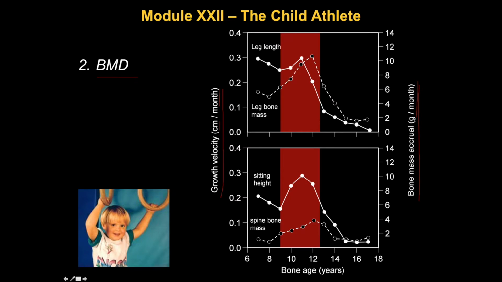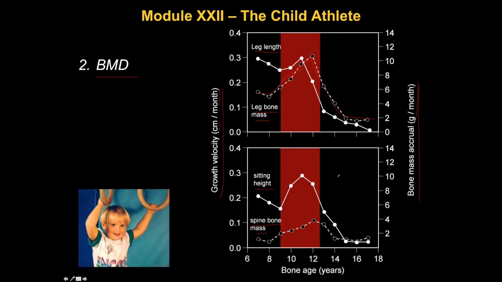The unshaded circles here, those are those black circles, are the circles representing the leg bone mass, as well as the spine bone mass here. And the white circles here, those represent leg length and sitting height, respectively. So what we see in this graph, the take-home message, really is that bone mineral density lags a little bit behind the actual overall length or height of the bone that's achieved.